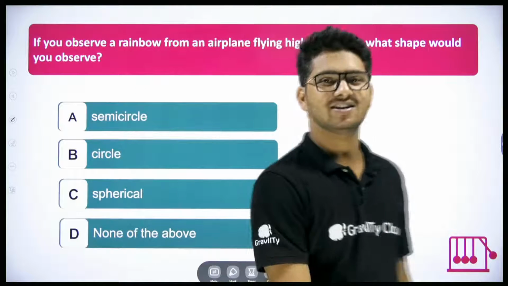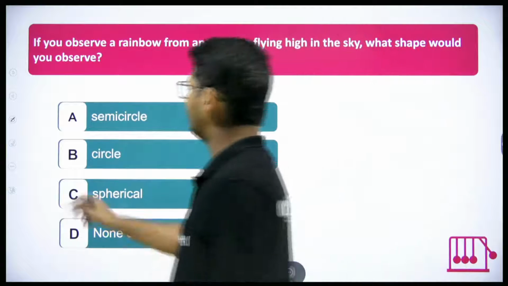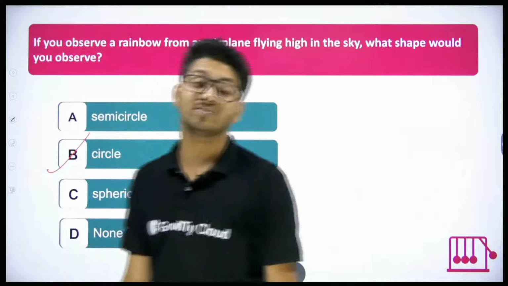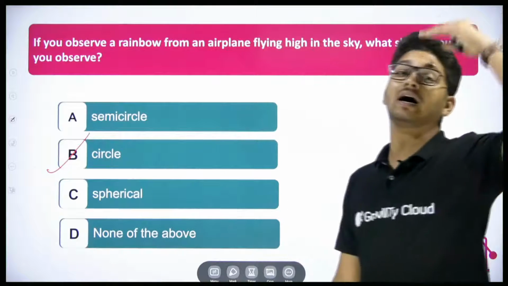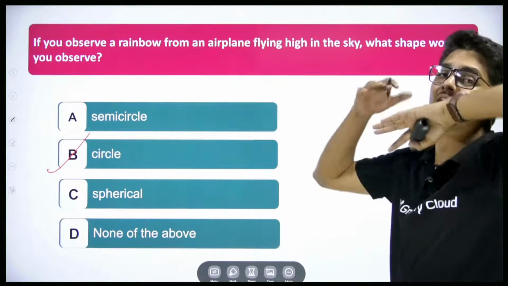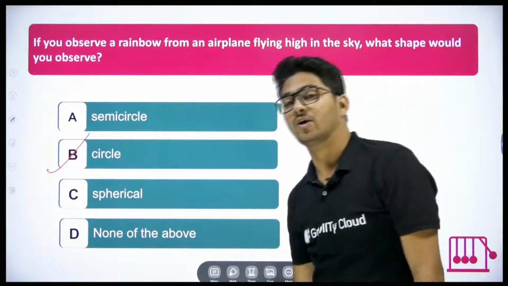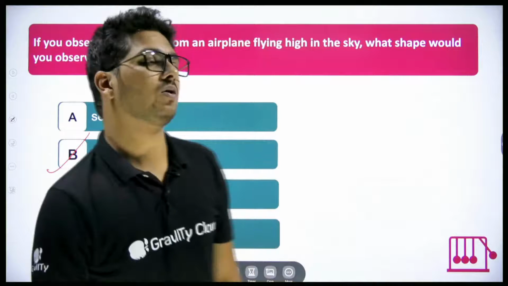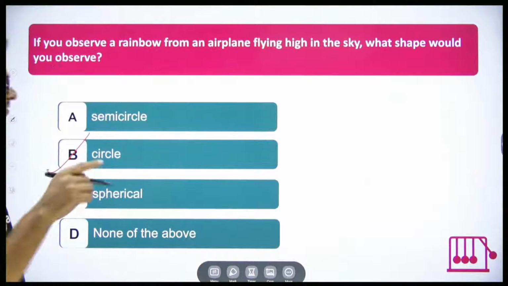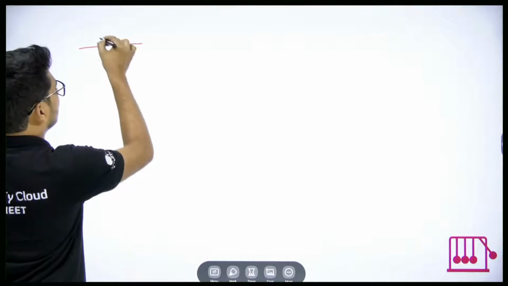Interesting question, right? And the shape that you observe will be a circle, not a semicircle, when you see from high up above. In an airplane that is flying high, there you see a circle, but on the ground we see a half ring, semicircle. Why is it? See, this is the aeroplane.